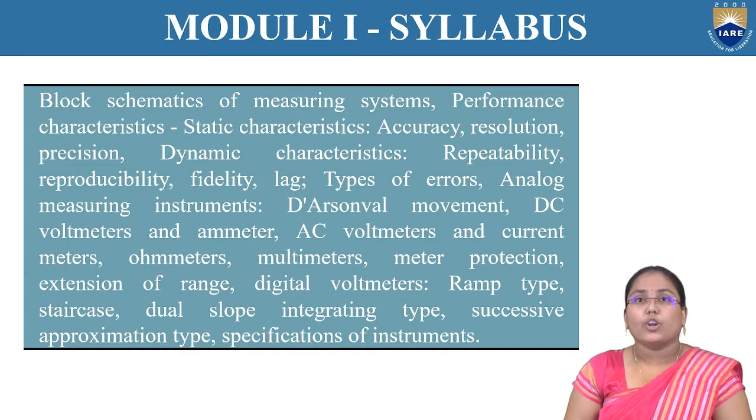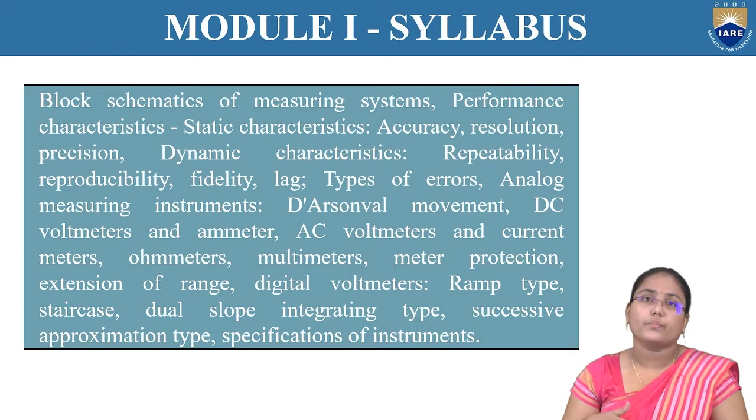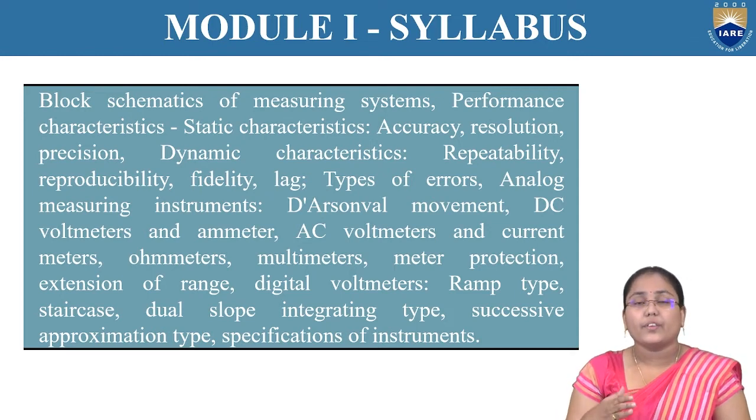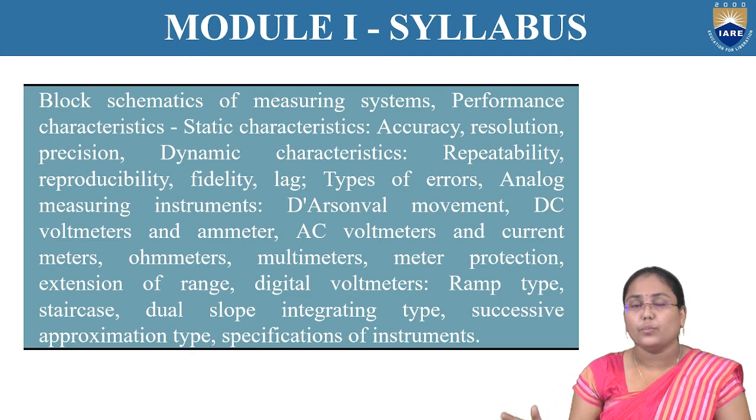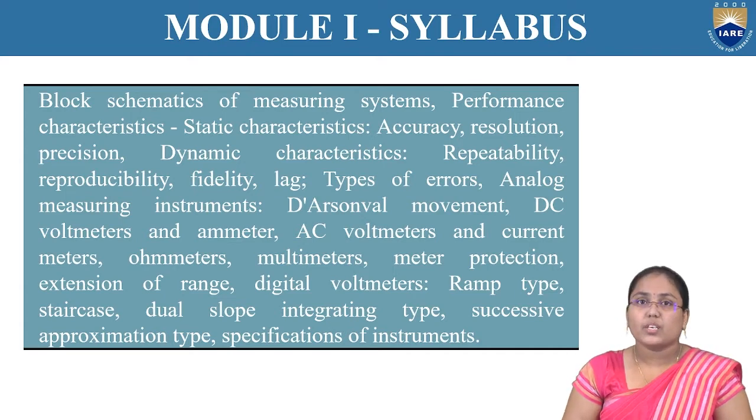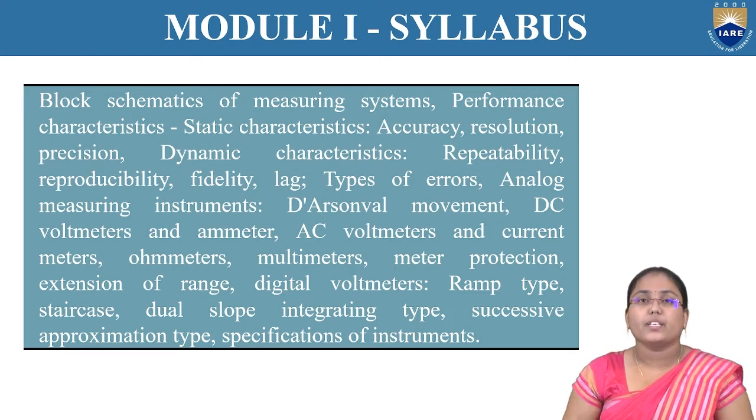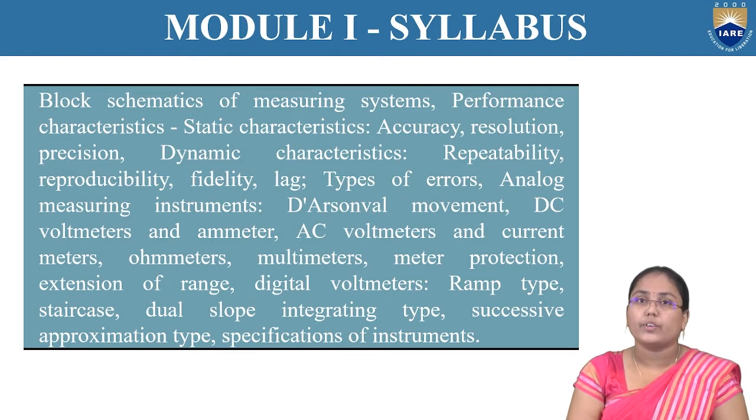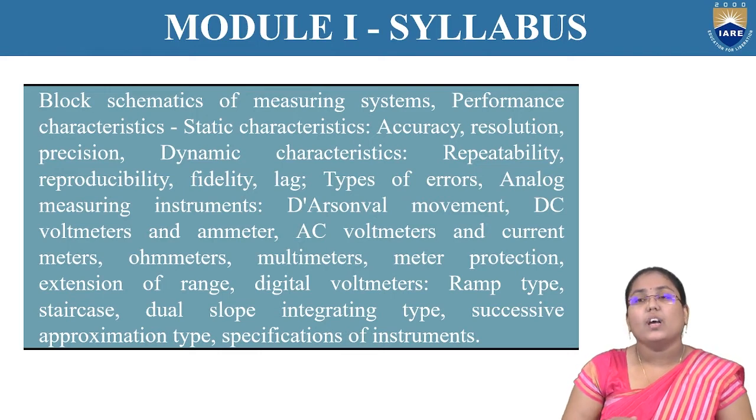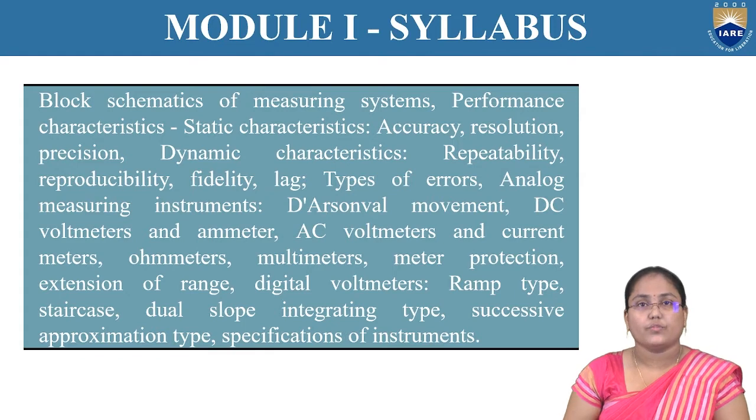And next is analog measuring instruments. In that, we'll be discussing the D'Arsonval movement, which is also called a PMMC movement, a permanent magnet moving coil type instrument. Using this PMMC instrument, we can design other types of meters also, whether it is an AC meter or DC meter. In all these meters, we use the PMMC meter or galvanometer as a basic meter, and we will be designing the rest of the meters.